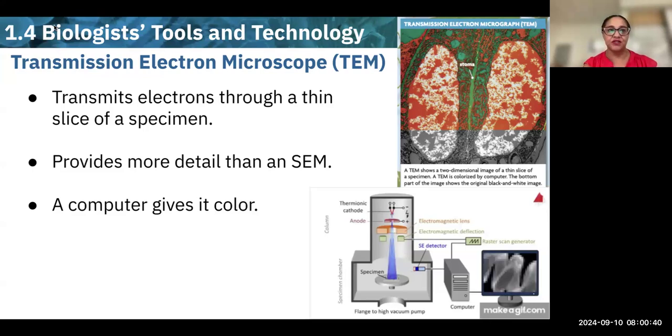The microscope is the actual instrument. But the bottom half, that little slice on the bottom, is black and white. That is how the picture turns out. And then the computer will give it color. And then on the bottom, there's a little GIF on how the electrons get sprayed onto the specimen, and then it's all hooked up to a computer, and the computer generates the image.